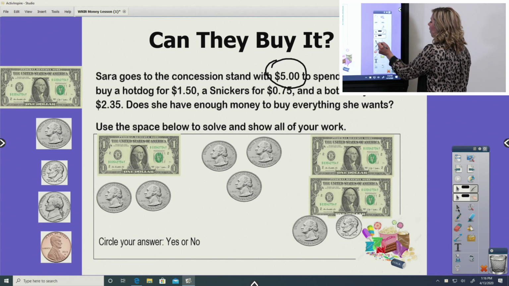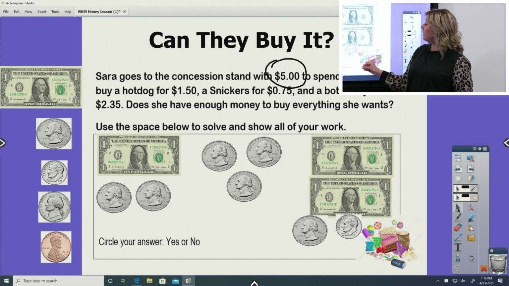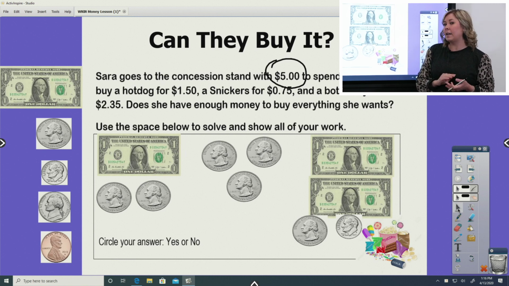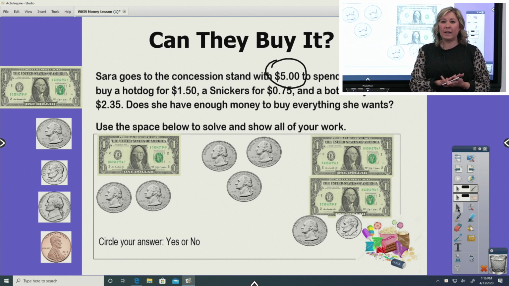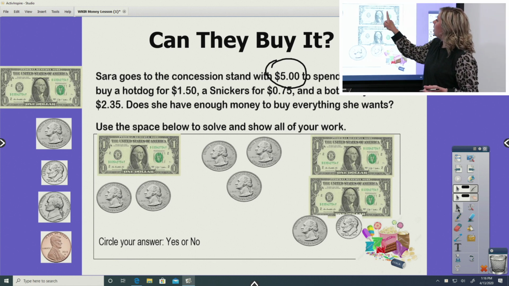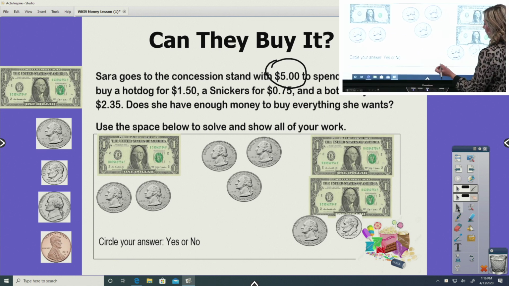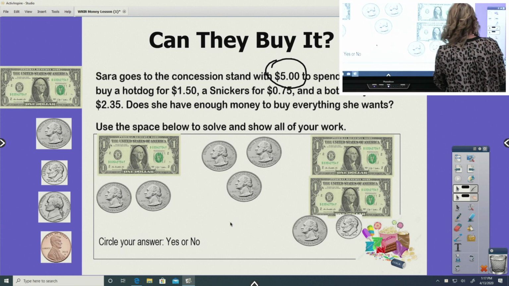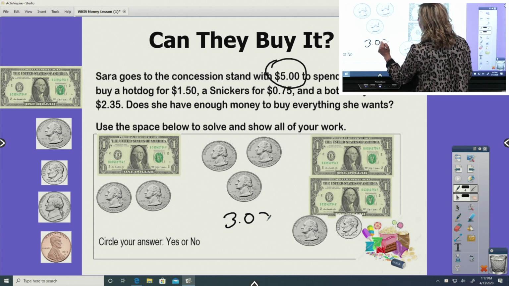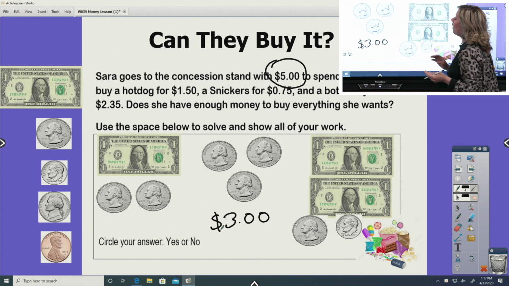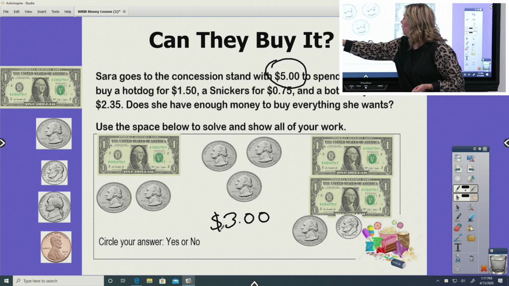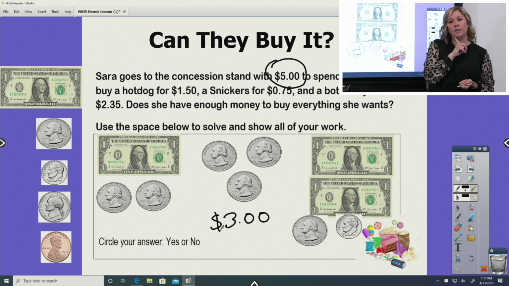Now that we have all the coins that we need, we can count this all up and see if she has enough money. And I always like to start with the biggest values first, and those are our dollars. So we have $1, $2, $3. Okay, now let's look at our quarters because I see 1, 2, 3, 4, 5, 6 quarters.